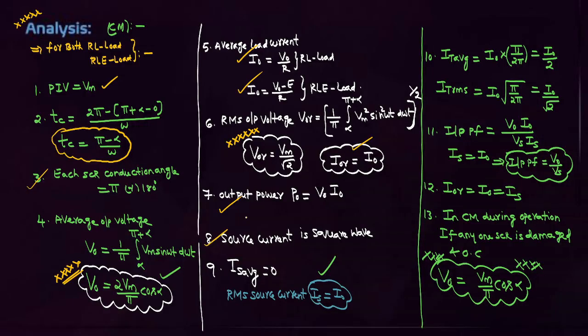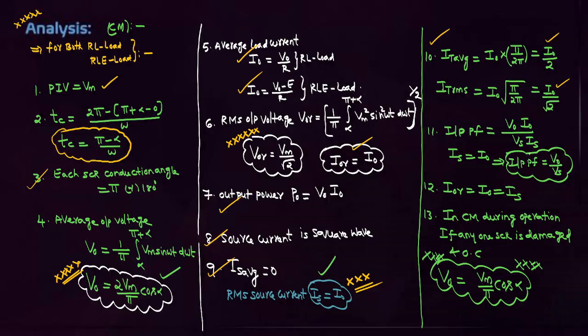Source current is a square waveform. Average source current is 0. RMS source current is equal to I0, students. For a full wave rectifier, RMS source current equals I0. Very important observation. What is the average value of each thyristor current? Average value of each thyristor current is equal to I0 by 2. What is the RMS value of each thyristor current, students? I0 by root 2.